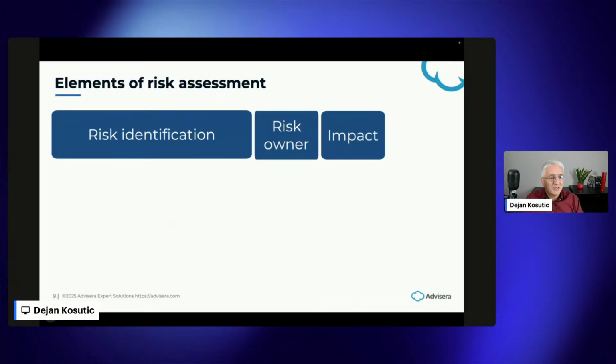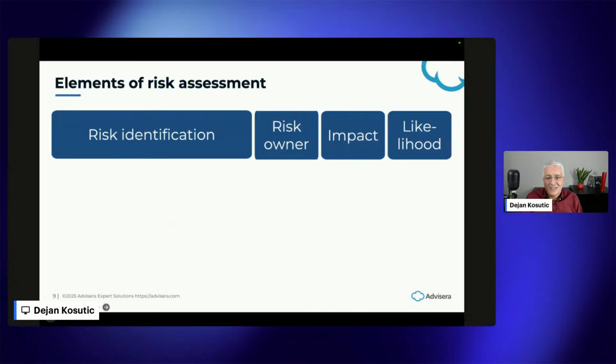And these consequences are always, I would say, assessed through the perspective of damage towards confidentiality, integrity, and availability. So if something happens, what would be the damage related to your confidentiality or availability or integrity? So this is something that you have to take into account.